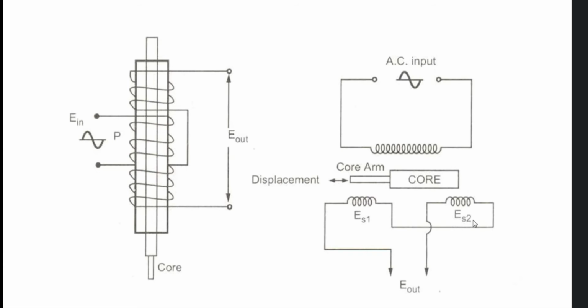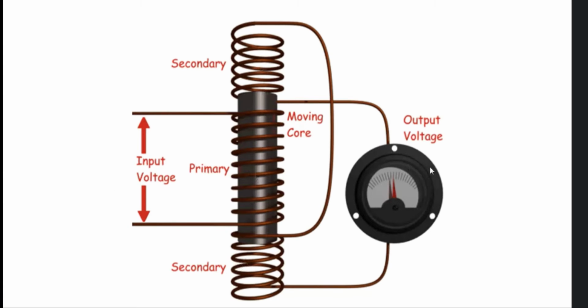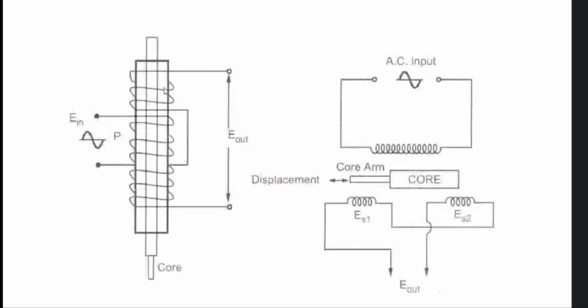Then the secondary, I already told you, is split into two. So one induced EMF is given by ES1, another voltage is given by ES2. It is connected to the E out. ES1, ES2, E out is measured by the voltmeter. Here also the same: ES1, ES2, E out is given here.